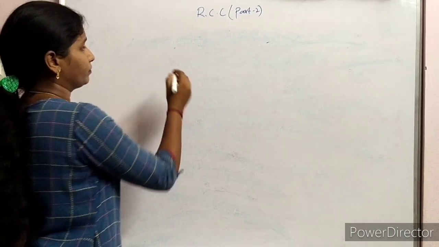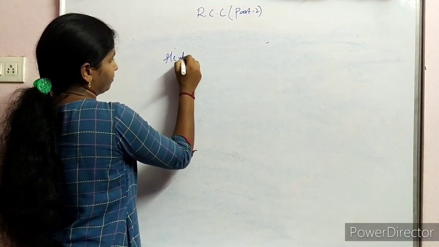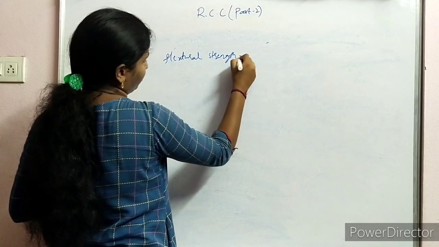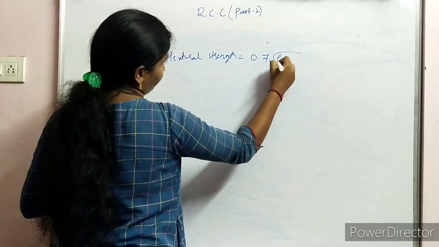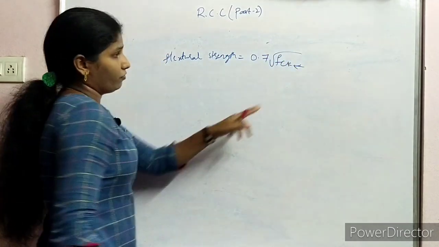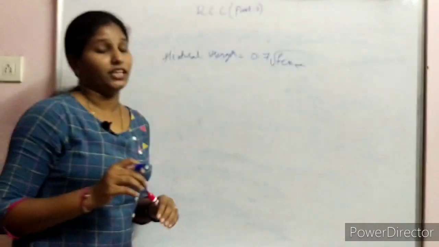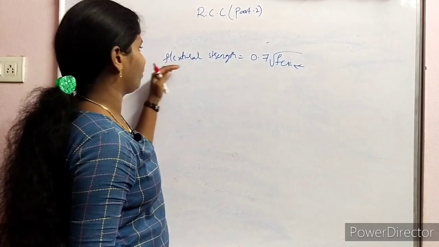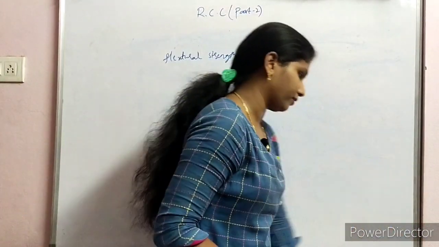Now what is the flexural strength? Flexural strength is equal to 0.7 under root of FCK. We already know FCK is the characteristic compressive strength of the concrete. After knowing the load, we have to apply it, and then we know the flexural strength of that concrete.